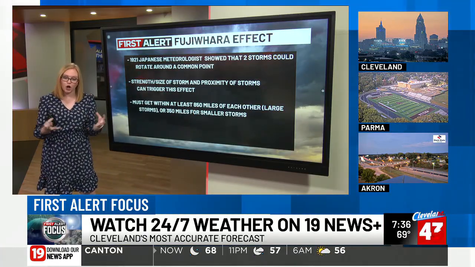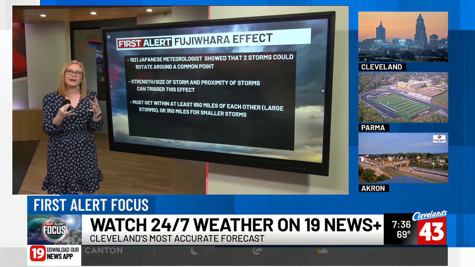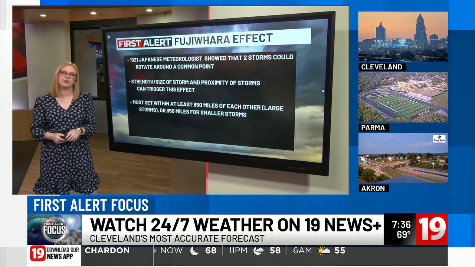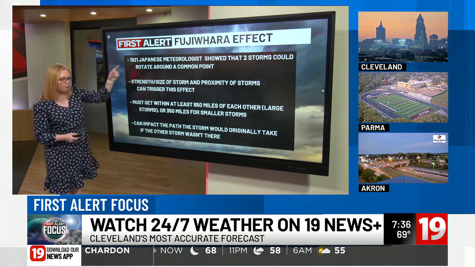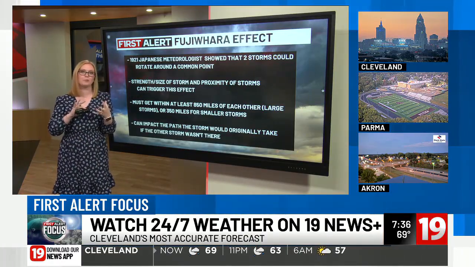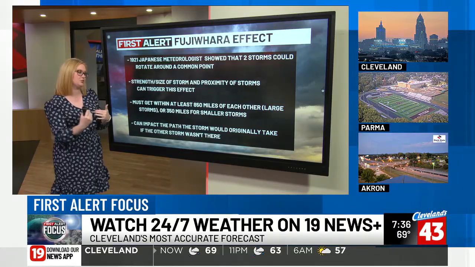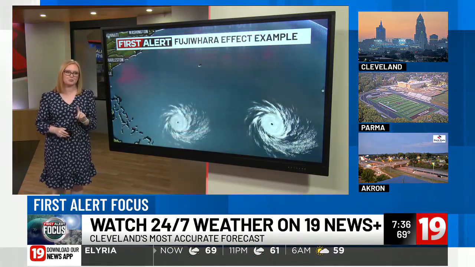These are for the much larger, more organized systems. Or if you have much smaller or compact storms, you can drop that distance to about 350 miles. Again, these are some of the official criteria that you need for this effect to happen, and it can really impact how this storm may eventually move along in our atmosphere. So it may take a completely different path than it was originally supposed to.